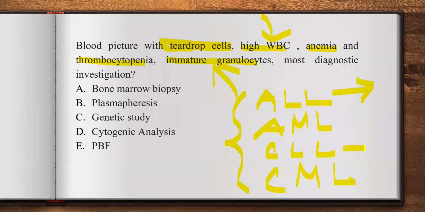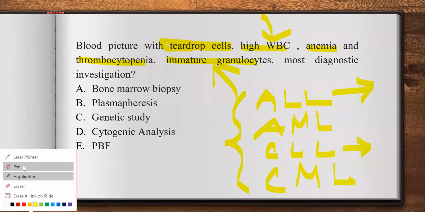CLL is common in adult patients, but you will get lymphocytes, not granulocytes. In AML and CML, you will get granulocytes. In AML, you will get more immature ones. In CML, you will get more mature ones. Okay. Now, the question is not about the diagnosis. The question is about what is the most diagnostic investigation.